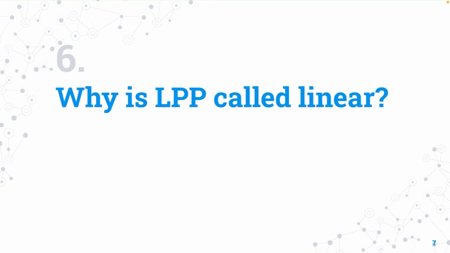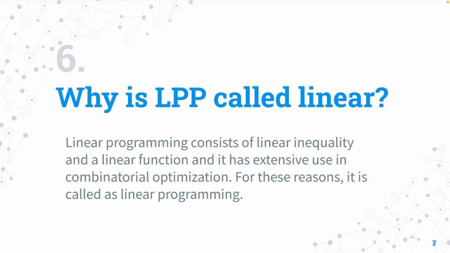Why is LPP called linear? Linear programming consists of linear inequalities and a linear function, and it has extensive use in combinatorial optimizations. For these reasons, it is called linear programming.